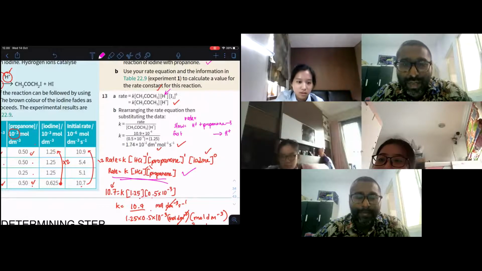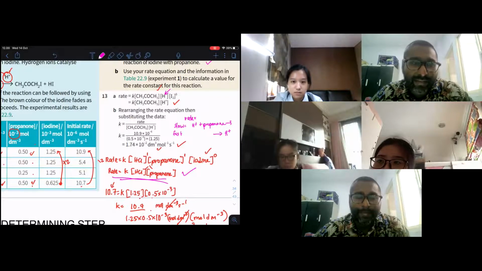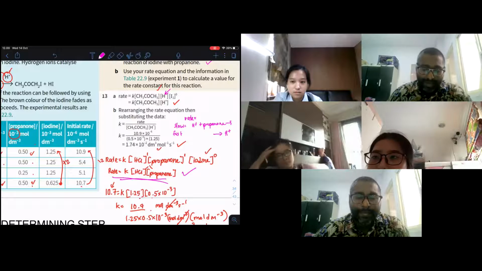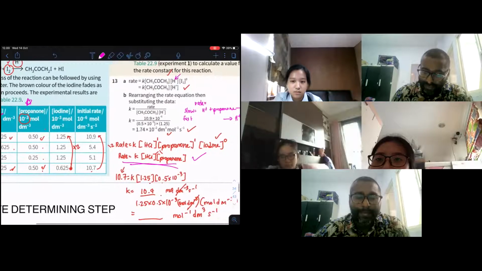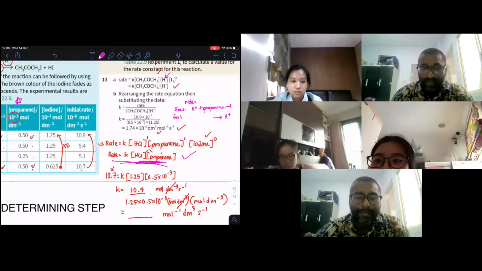So you get to know based on the experimental data, or sometimes we look at the rate. In this case, they didn't ask you to come up with a slow step mechanism, but that is how you identify it by using experimental data. Once you have this, it is an indication that your slow step definitely involves H plus and propanol.